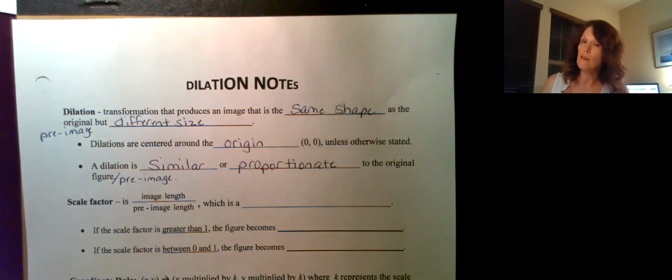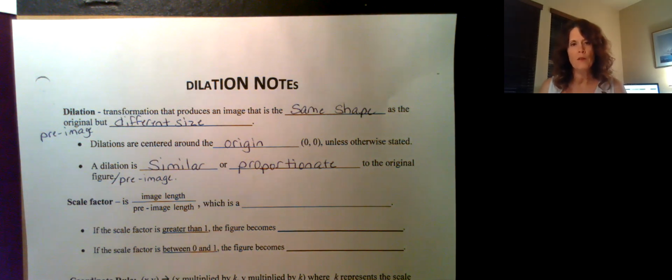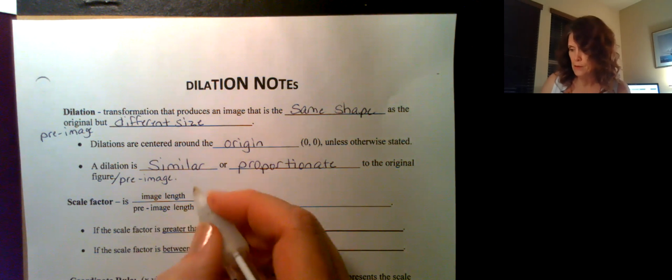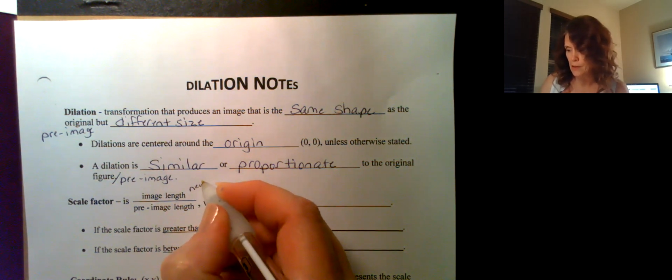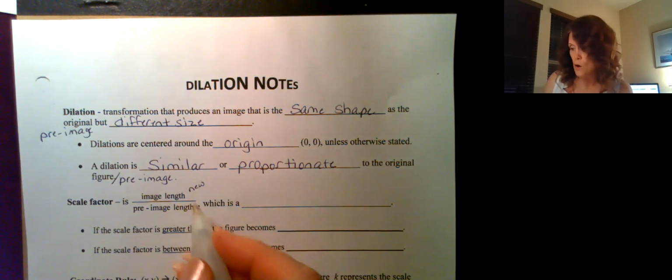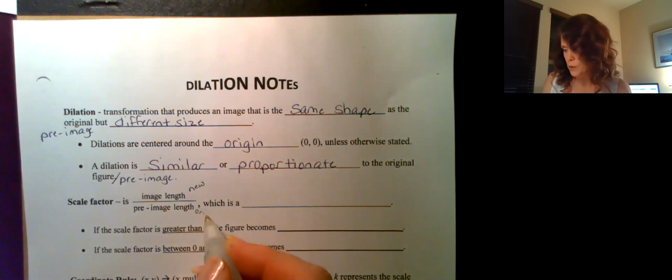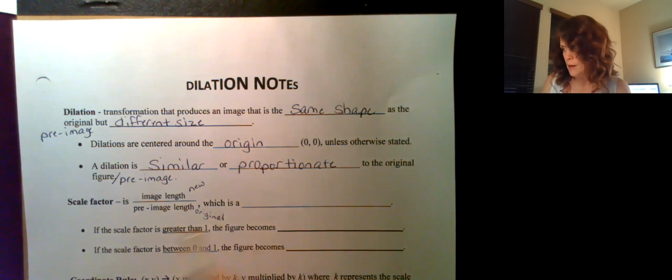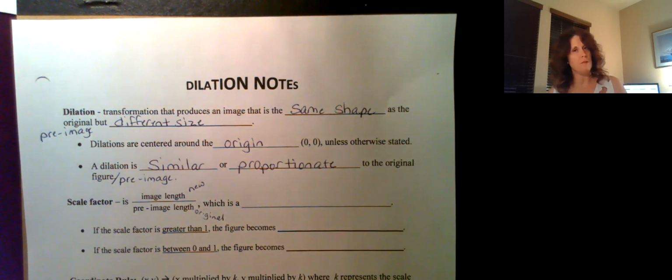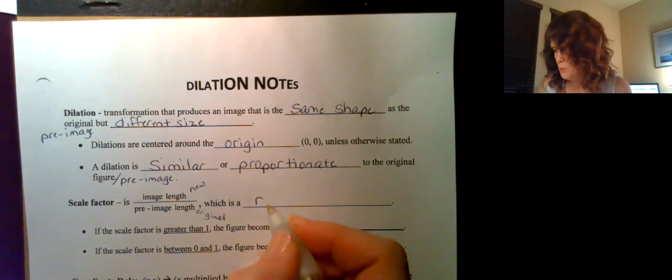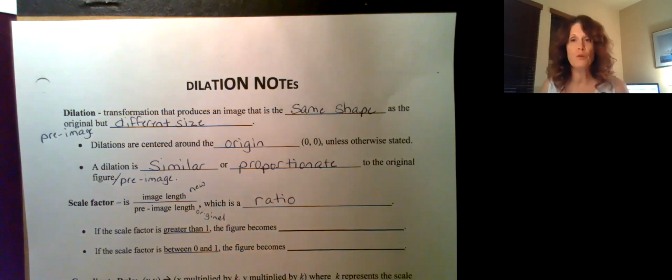So how do we know what that scale factor is? Well, we would take the lengths of their sides, for example, and put the new over the old. So this is the new length of the image that's been transformed over the original or old length. When we put them in a ratio like that, that ratio implies divide. We can divide and get a decimal or a number. But this is a ratio because we're comparing two different numbers.